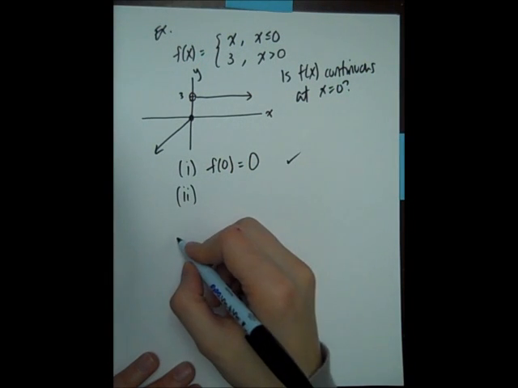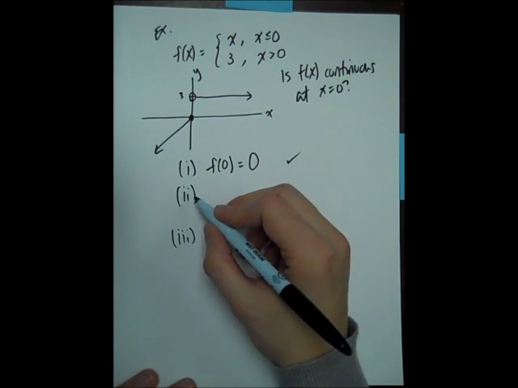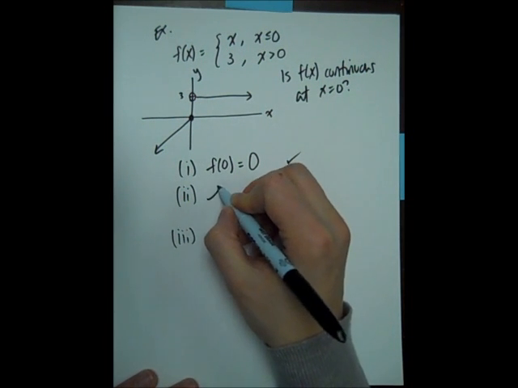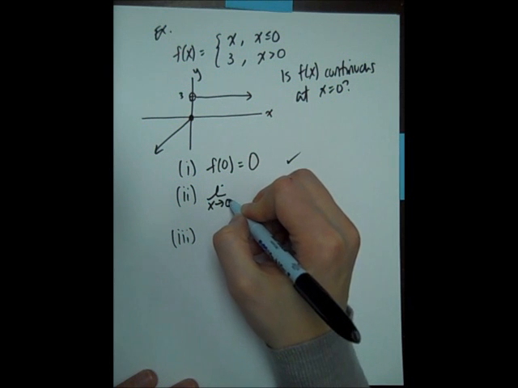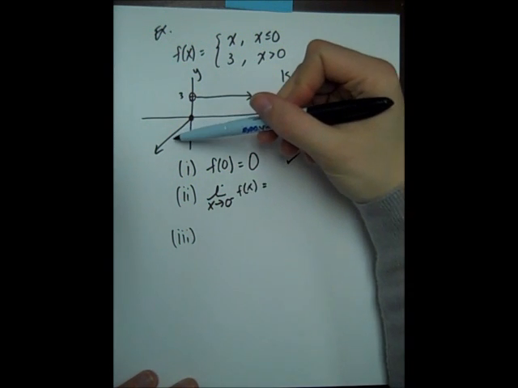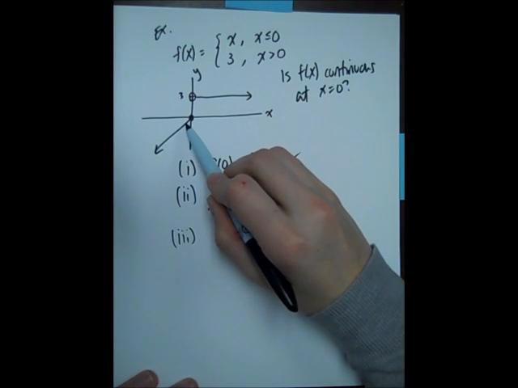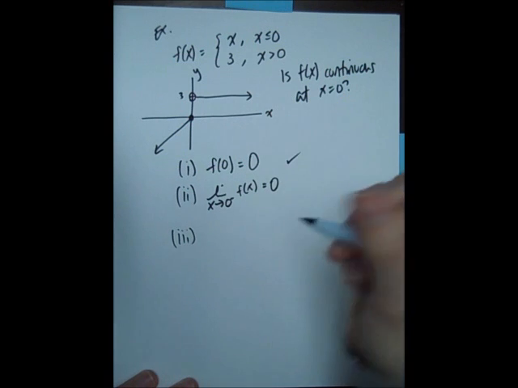We'll come back to number 2. Actually, we'll just go ahead and do number 3. Alright, number 2, and then we'll do number 3. Let's look at the left-handed limit. As I go from the left and I'm approaching 0, what are my y values doing? You can see they're getting closer and closer to 0.